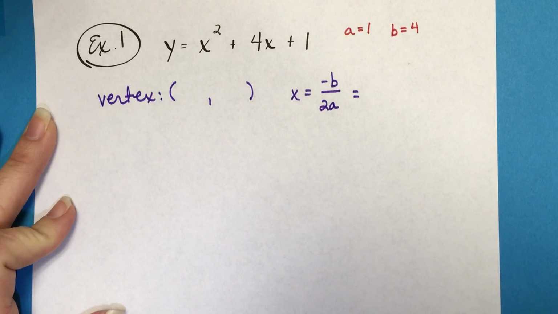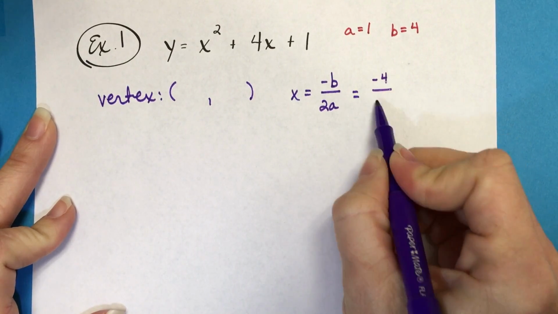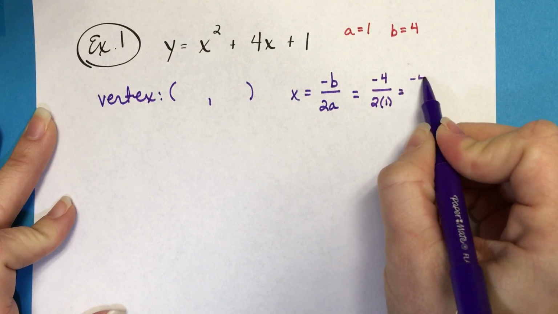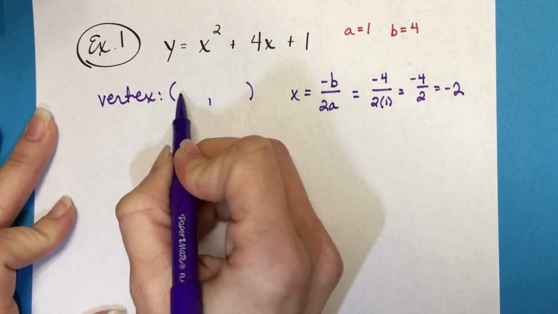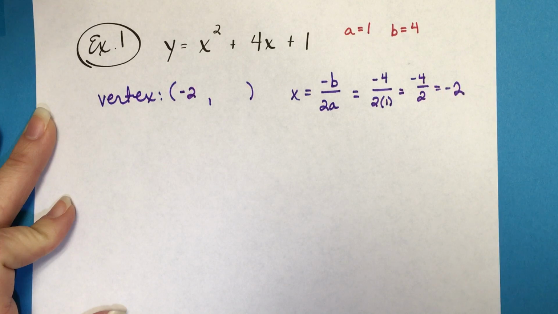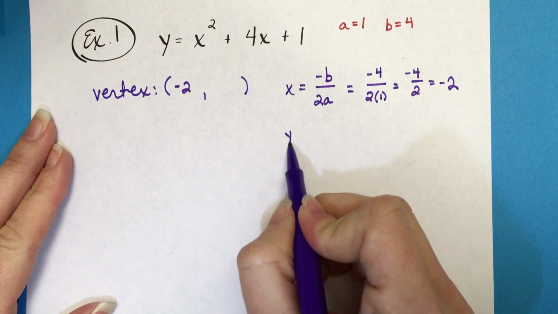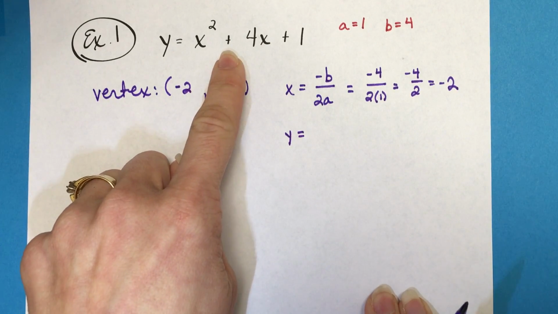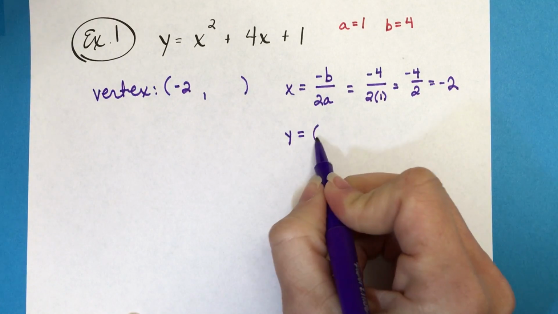So those two values need to be substituted in. So I would have negative 4 divided by 2 times 1. So of course that's negative 4 divided by 2, which is negative 2. So this is my x-coordinate. Then it said to find the y-coordinate, you substitute the x value back into the function. So you just take negative 2 and plug it into the given function.